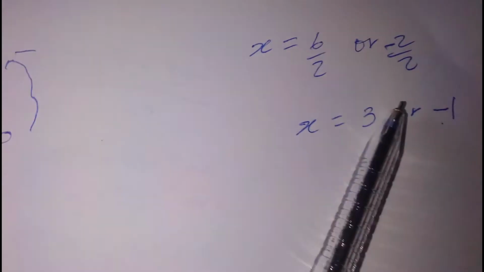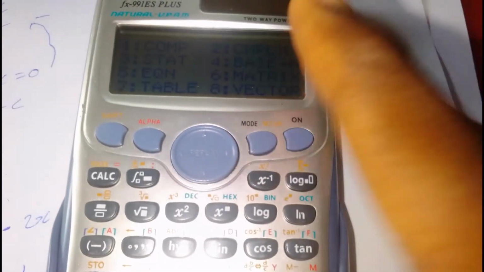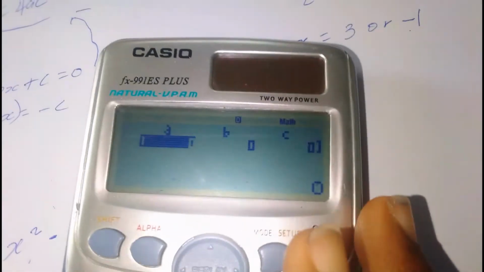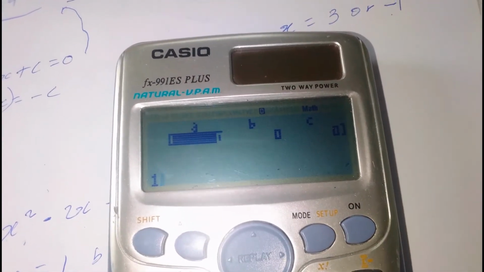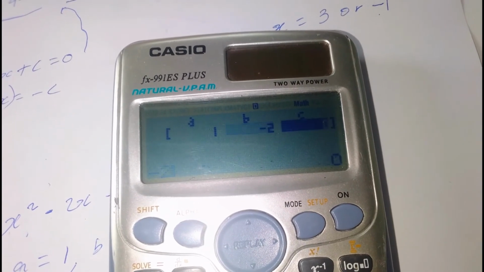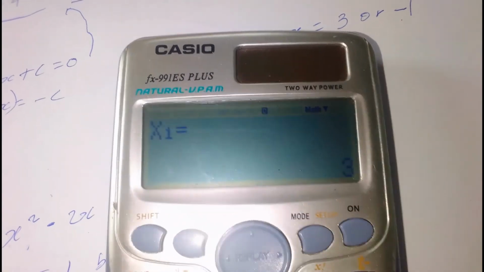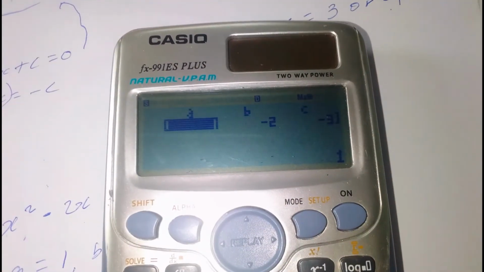You might want to cross check by making use of your calculator. Mode 5 3. Write down your equation here: 1, minus 2, minus 3. So that is 3 and minus 1. Now you might want to pause the video and write down this question and solve it to see if you get it or not. Now let me solve it.